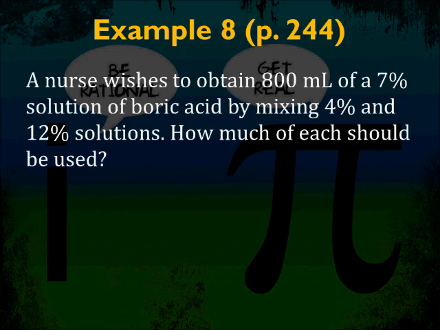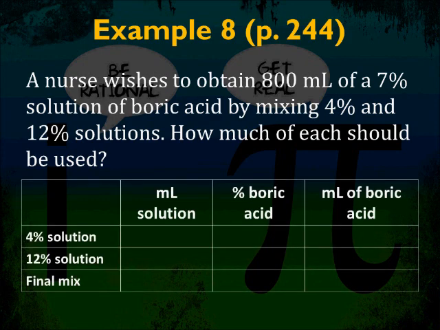Alright, number 8. This is a solution mix problem. A nurse wishes to obtain 800 milliliters of a 7% solution of boric acid by mixing 4% and 12% solutions. How much of each should be used? So again, let's make a chart.